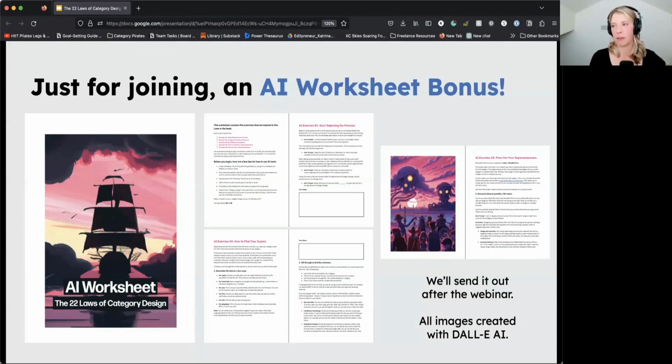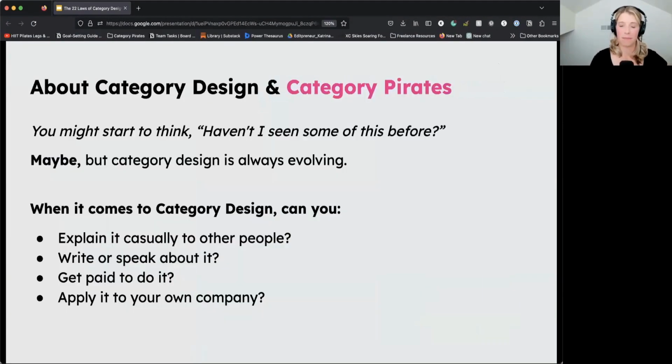So yeah, we'll send that to everybody. There are 5 core exercises for 5 of the core laws. We wanted to keep it pretty short to begin with, just to see how it went, see how everybody enjoyed it. But we may be doing stuff like this in the future. So keep an eye out for that.